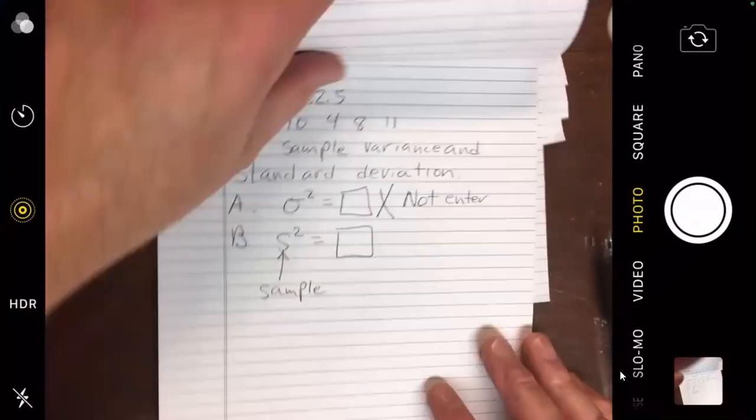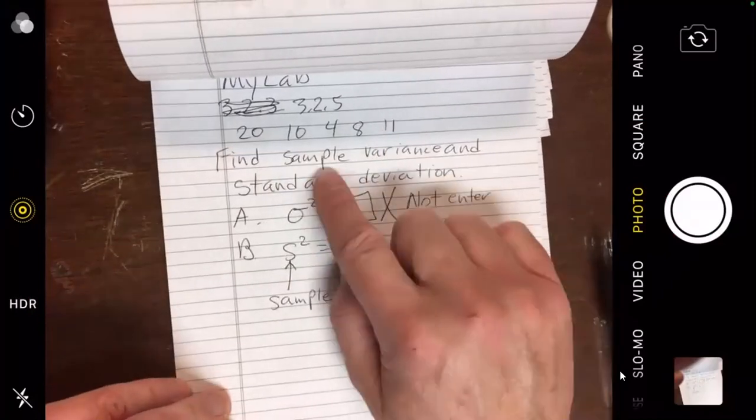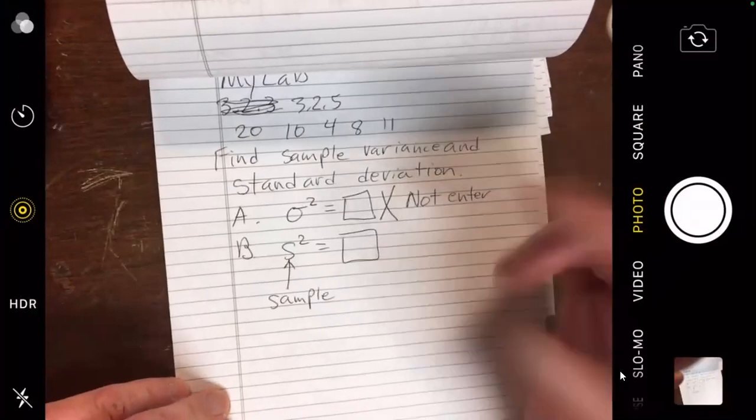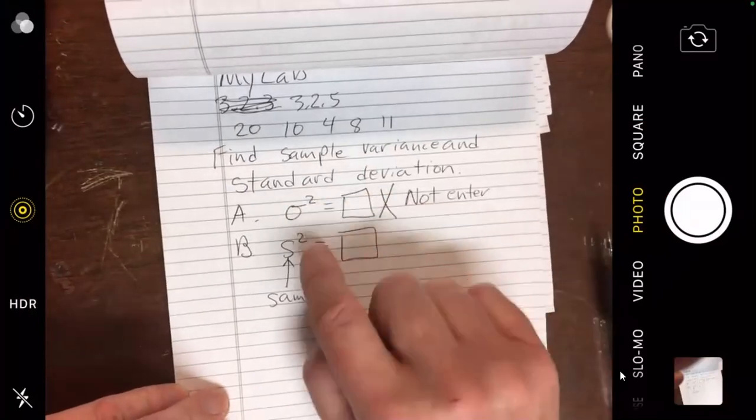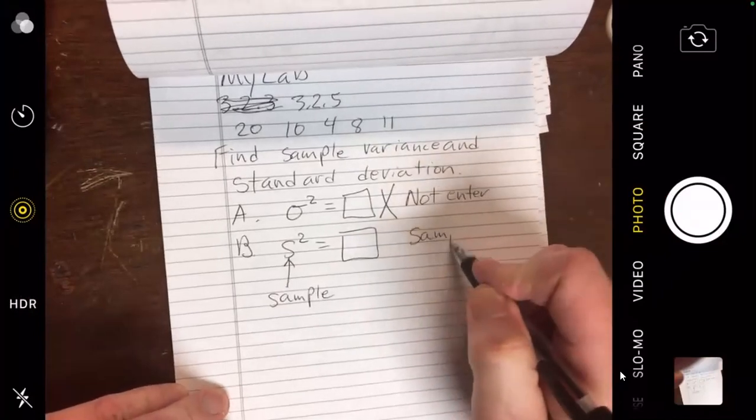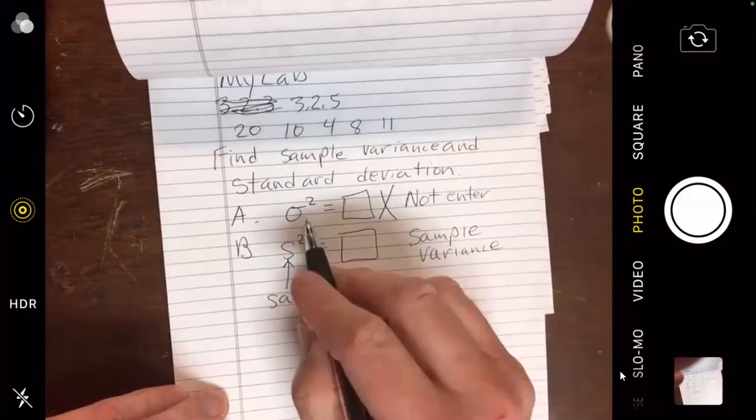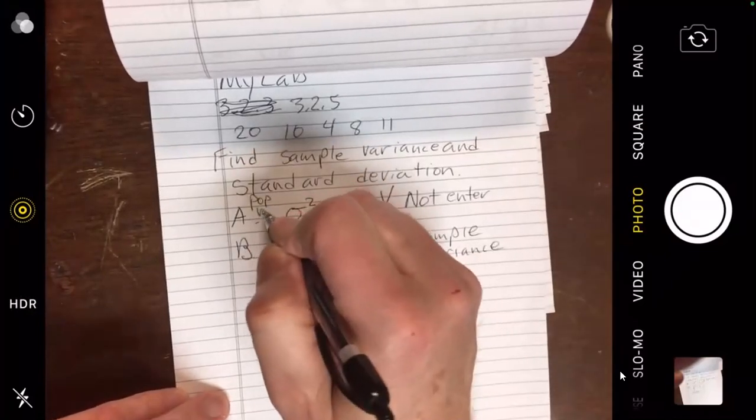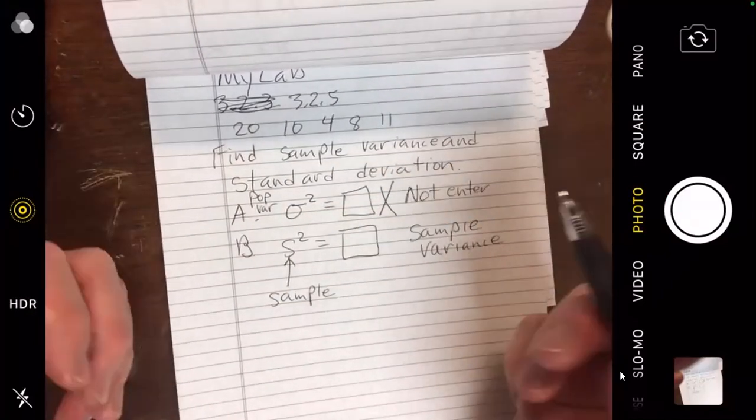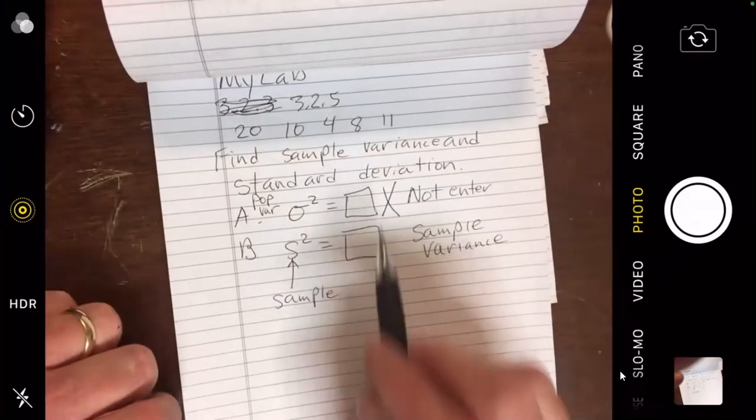Okay, here we are, 3.2.5, the data there, find sample variance and standard deviation. Okay, the first answer they want, notice the squares. This answer is sample variance. This is population variance. Okay, you're not going to enter anything there. If you do, I did just see what would happen, and it gives you the error, wrong, a red X. You're not supposed to enter anything there.